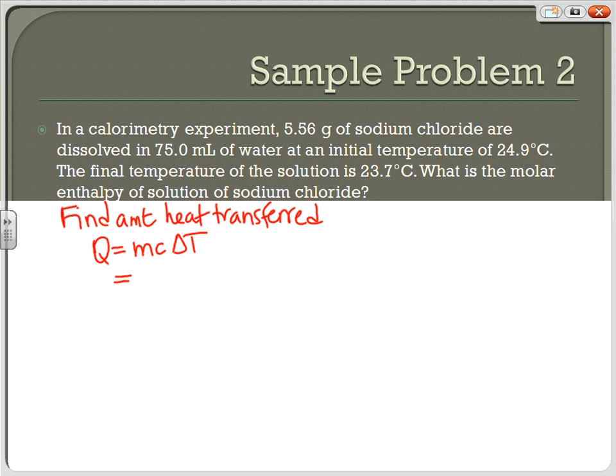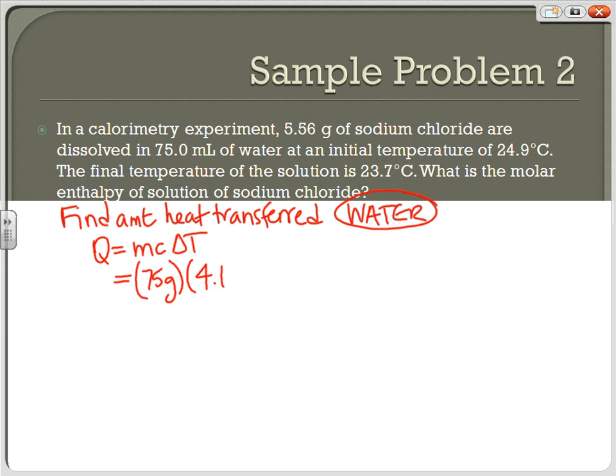So when you dissolved this sodium chloride, all the energy got transferred to or from the water. So whenever we do the heat transferred, we have to look at the water, because that's what we're measuring. We're measuring the temperature of the water, and that's your surroundings, okay? So I'm not actually measuring the temperature of the sodium chloride. My mass of water in this case was 75 mL, which is the same as 75 grams.